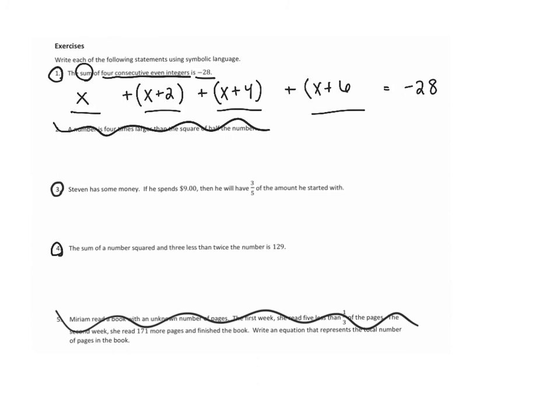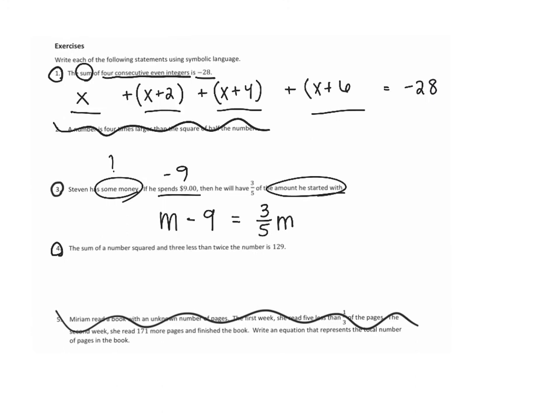Okay? Number 3, Stephen has some money. We don't know how much. That's our variable. If he spends $9, then he will have 3/5 of the amount he started with. That's what we don't know, the amount he started with. So I'm going to use that as M for money. So Stephen starts out with some money. He spends $9. And then he has, or now, that equals 3/5 of whatever he started with. That is our answer for number 3.